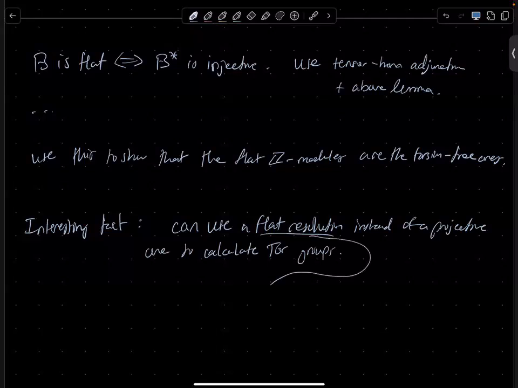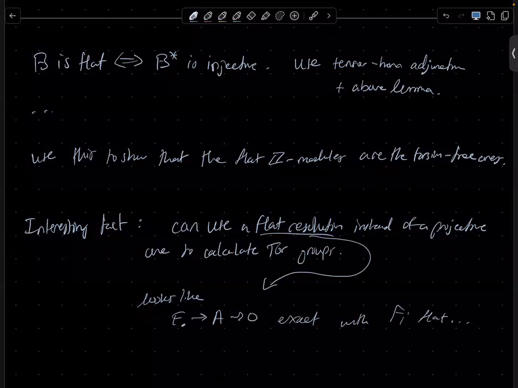So a flat resolution is just, at least in this setting, since they're replacing the projective ones, F lower bullet goes into A, say. And this is an exact sequence with the F_i flat. Just like before, except flat instead of projective. Okay.